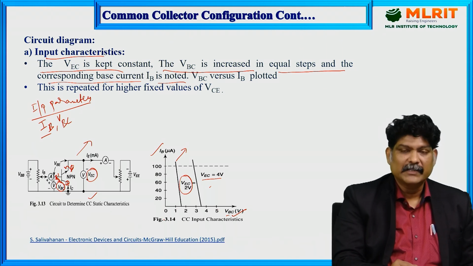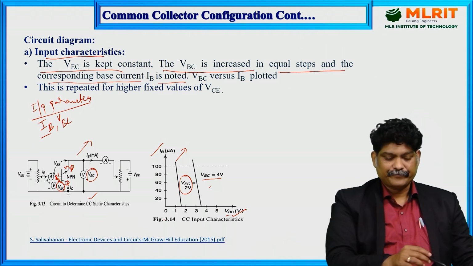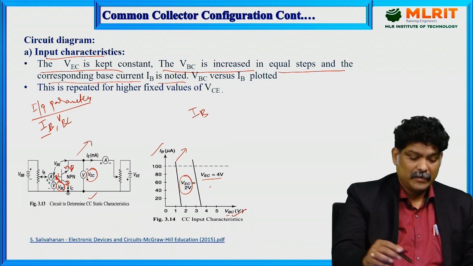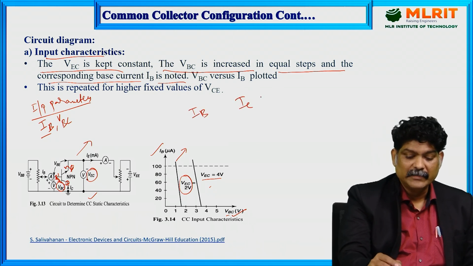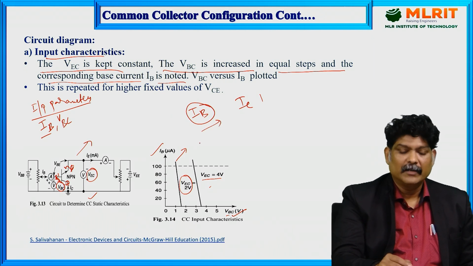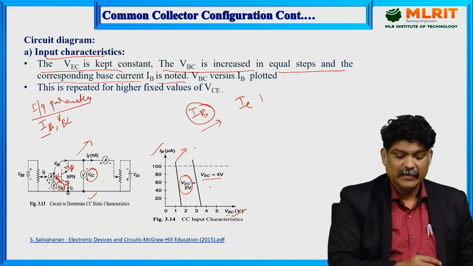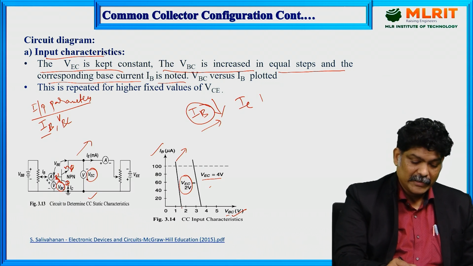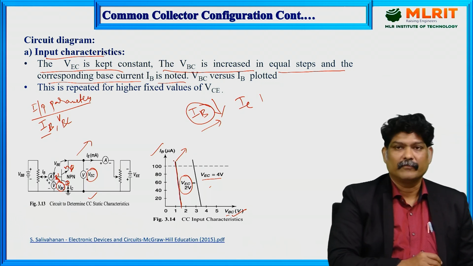in such a case the current IB changes because the output section current IC decreases. So when VBC increases, your IB current decreases because there is a change in the depletion width, and IB also decreases. So hence you get a steep curve like this.